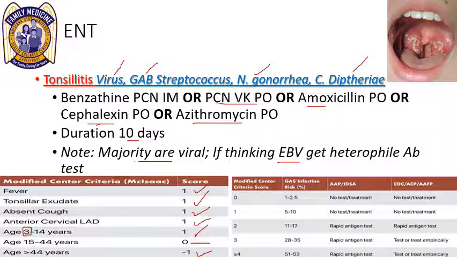Now, what do you do with this score? If you get above a 1, meaning that you're 2 and above, you're going to start testing, and at 3, you empirically treat. So, understanding that the AAFP says that you test at 2, you treat at 3 and above. So, if they have a fever, tonsillar exudate, they're not coughing and they have cervical chain adenopathy, you're going to treat. If they just have fever and tonsillar exudate, you're just going to say supportive care and move on. So let's move on to the eye.